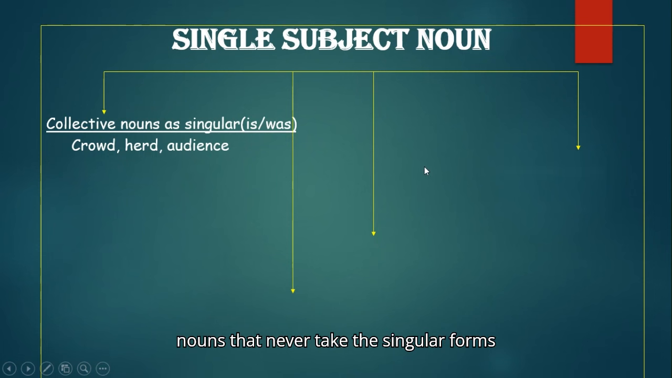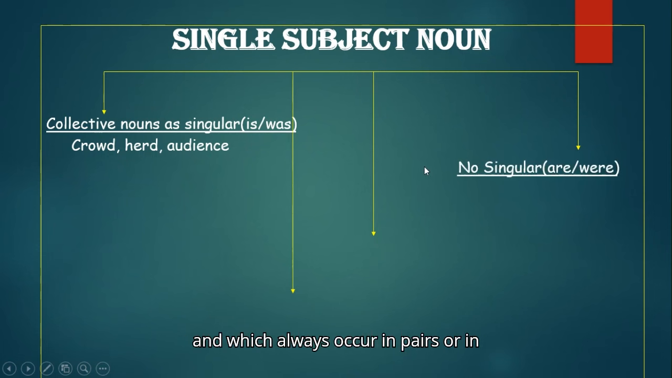Now there are certain nouns that never take the singular forms and which always occur in pairs or in more numbers. In these cases, the verb that is always taken is the root form of the verb.